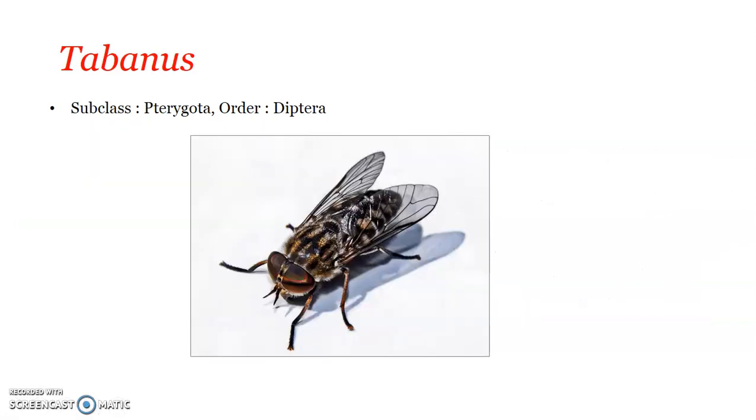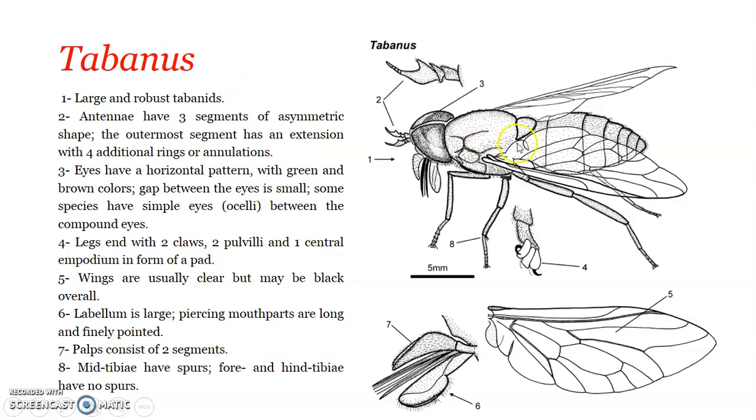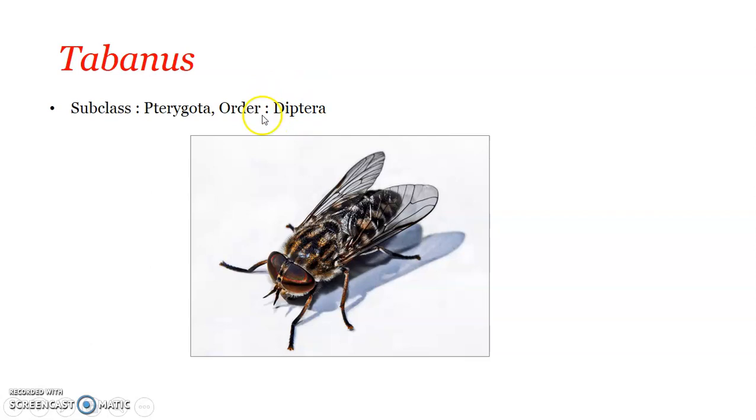The next is the Tabanus. Tabanus comes under subclass Pterygota and order Diptera. It is included under the family into which the houseflies are included. It's similar to a housefly, isn't it? Tabanus, you can see the structure here, comes under order Diptera, as already mentioned. Ptera refers to wings. So here there are only two wings. Usually in insects there are two pairs of wings, but there are only two wings over here.